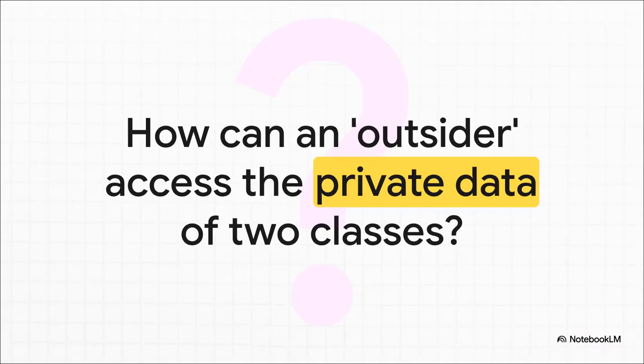Let's say you have two totally different classes, maybe a manager class and a scientist class, and you need one single function, let's call it calculate_bonuses, that needs to dig into the private salary data of both a manager object and a scientist object. How do you do that? A normal function can't get past the shield, and a function inside the manager class can't see the scientist's private stuff, or vice versa. So what do you do?